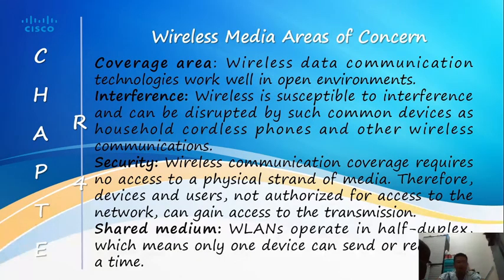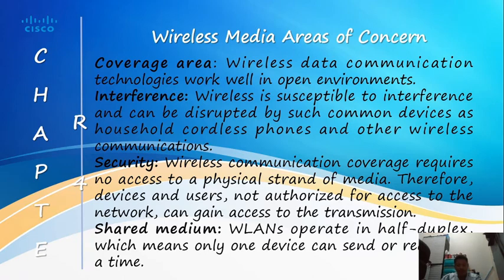The first is coverage area. Wireless data communication technologies work well in the open environment. Second is interference. Wireless is susceptible to interference and can be disrupted by such common devices as household cordless phones and other wireless communication. Security. Wireless communication coverage requires no access to a physical strand of media. Therefore, devices and users not authorized for access to the network can gain access to the transmission.